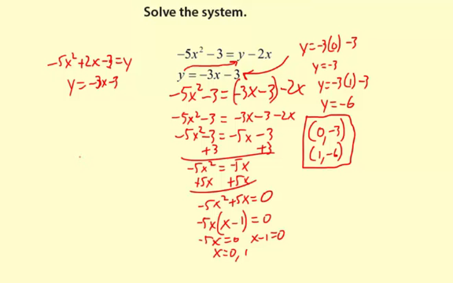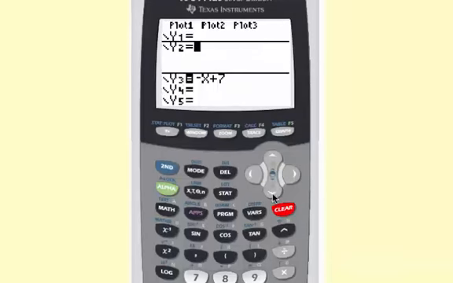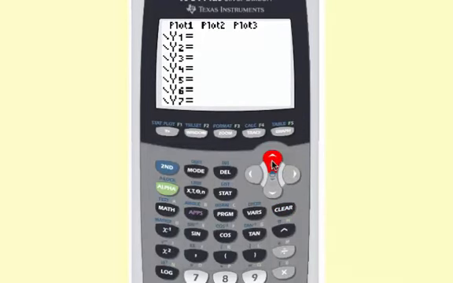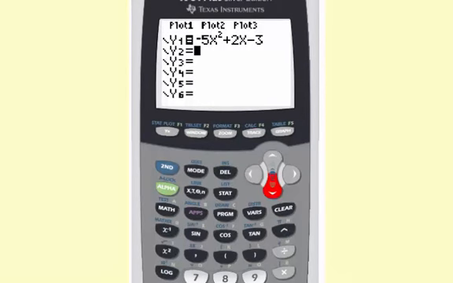So we're going to graph both of those, and what you're going to do is you're going to reverse this really, because the y is going to be first. So you're going to graph negative 5x squared plus 2x minus 3. And here I need to clear these other ones out from before. So it's negative 5x squared plus 2x minus 3. And then the second function is y equals negative 3x minus 3. Okay, let's graph those.